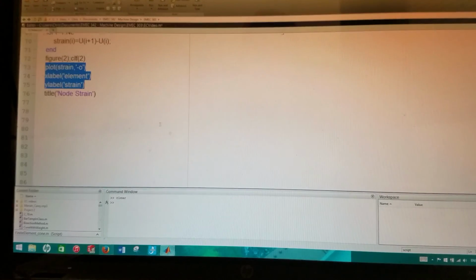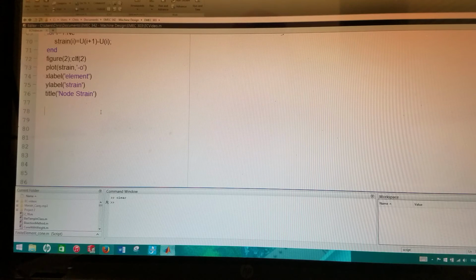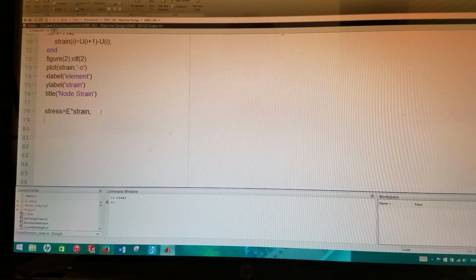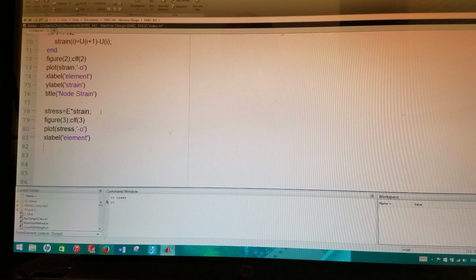And then lastly, we are going to also graph the stress. So the stress of an element is equal to the elastic modulus times the strain. This will go in figure 3. Let's make sure figure 3 is cleared. We're going to plot the stress with dots. And then the x label will remain as element. The y-axis will now represent the stress faced by the element. And the title, so we know what we're looking at, will be node stress.